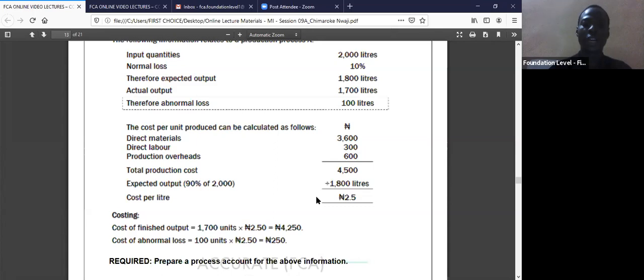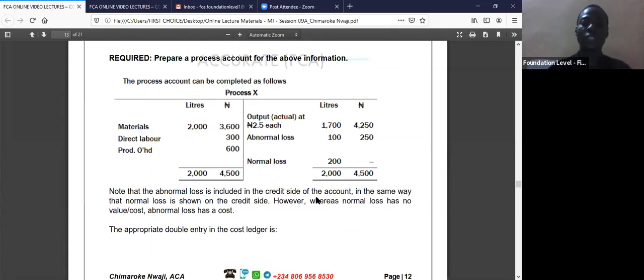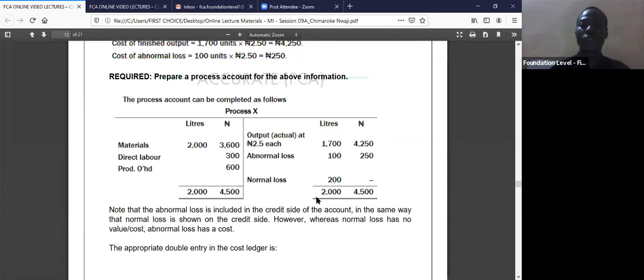Okay, now you see it here. The normal loss does not have a recoverable value. So whether there is a recoverable value or not, abnormal loss should have a recovery value. So you see here it is reflected in the fact that this is the same amount here. The normal loss has taken its own share, 200, but no recoverable value. Abnormal loss is taking 100 at 2.5. Then the balancing figure is for the actual output, still 2.5. So I believe you understand that.